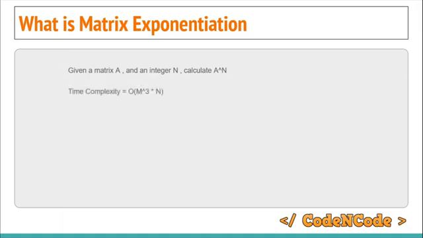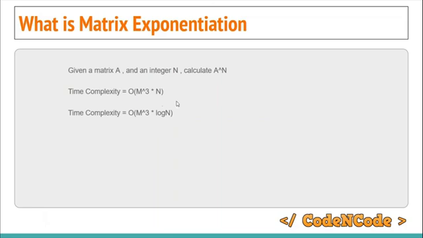The normal time complexity, if you do this, would be m cube into n, and the reason is, first of all, m is the dimension of the matrix. Suppose A is a square matrix and m is its dimension. When you multiply two square matrices together, the complexity is m cube, and since we have to make n multiplications, the overall complexity would be m cube into n.